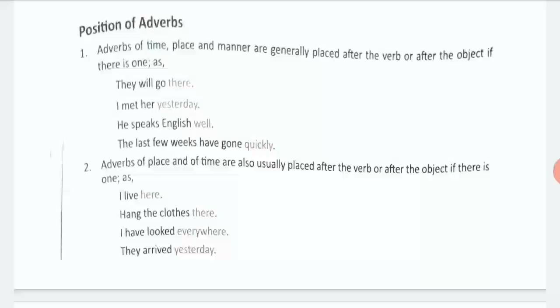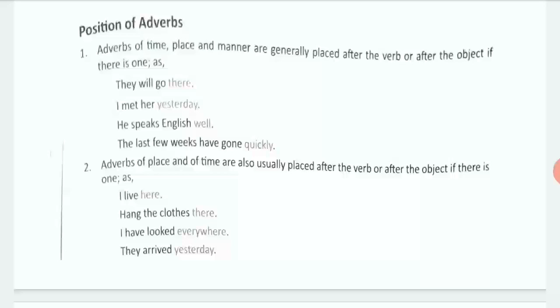Now, coming to the most significant aspect of this topic, that is position of adverbs. An adverb must be placed in the correct position in a sentence. So here are some of the rules regarding the position of adverbs in a sentence. Adverbs of time, place, and manner are generally placed after the verb in a sentence. But if there is a direct object that has been given in a sentence, then of course it needs to be placed after the object if there is one.